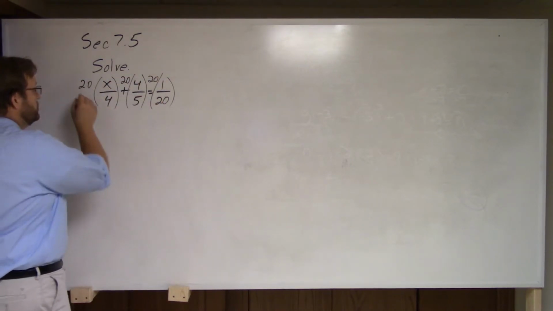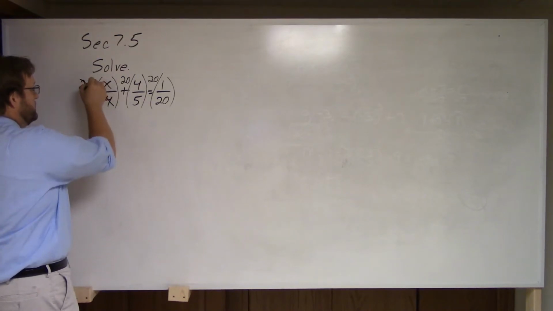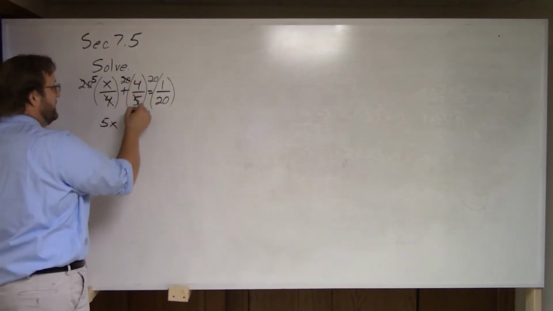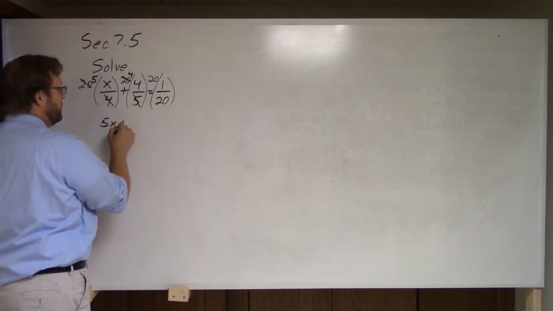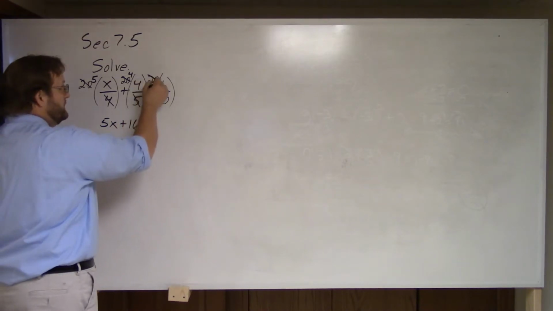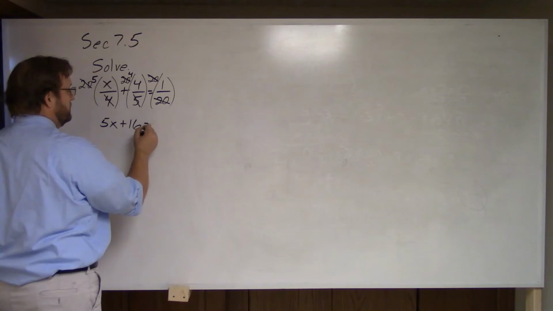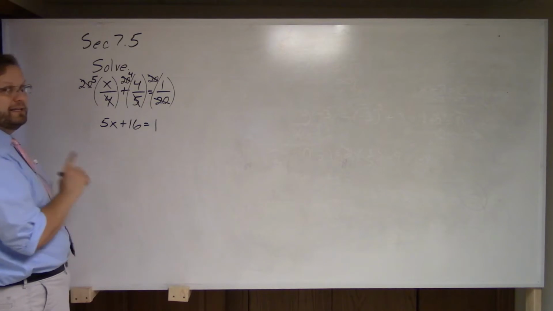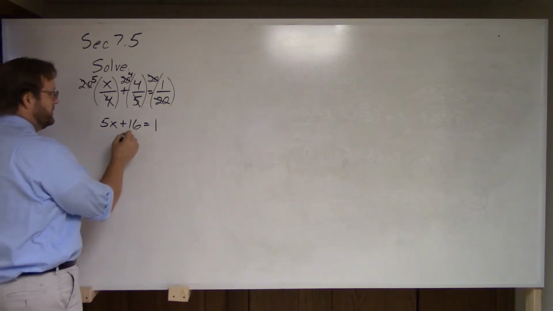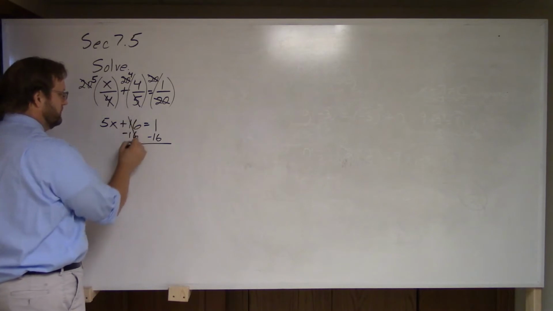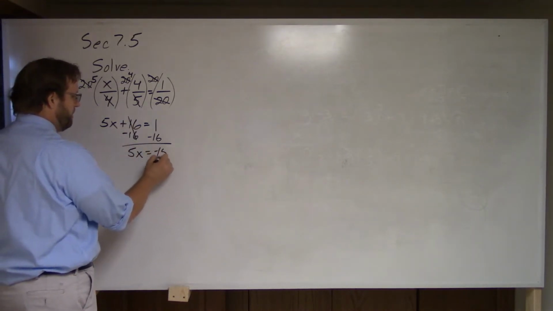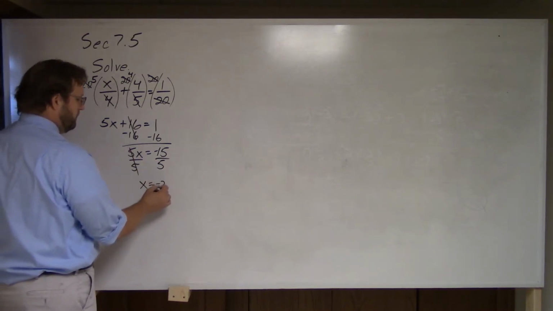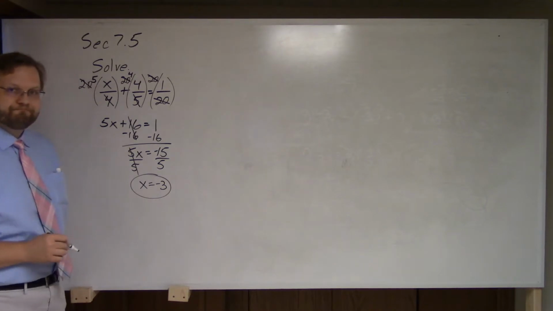Okay? 20 divided by 4 is 5. 5 times x is 5x. 20 divided by 5 is 4. 4 times 4 is 16. 20 divided by 20, well, let's just go away, and we get a 1. So what we're left with then is a nice, clean, easy equation. So I'm going to subtract 16. And then divide by 5. And there we go. Okay?